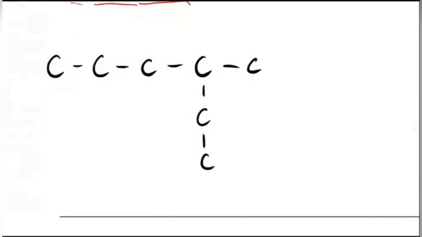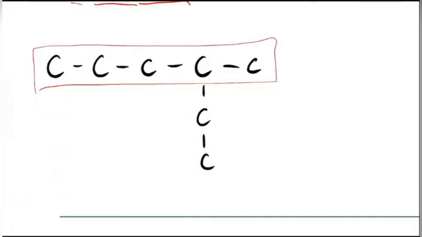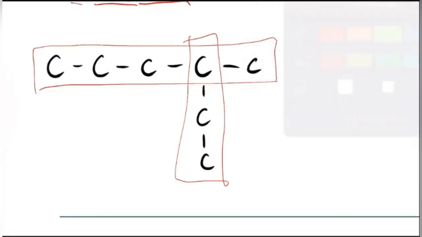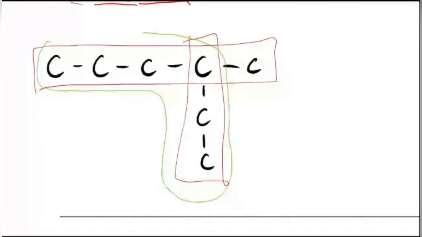To name this, again, we will start with step one. Step one is to identify the longest chain. So which one is the longest chain? Is it this chain? Is it this one? Is it this one? No. The two choices are not the longest chain, but our longest chain is the group of carbon atoms enclosed in the green line.